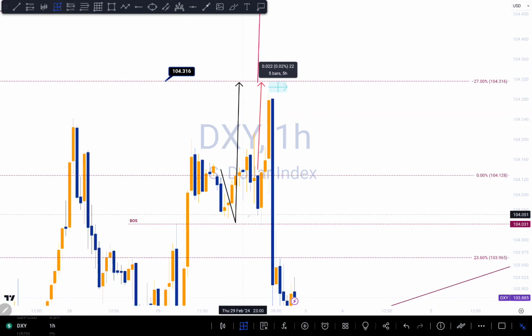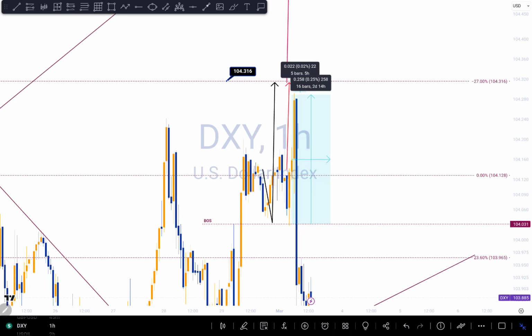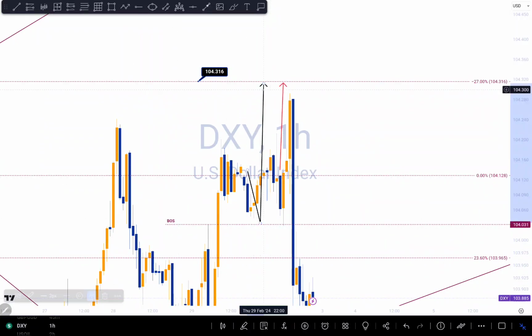Let's see from our point of entry right here to where we stopped. That's a beautiful trade, which is 258, almost 60 pips on the XY. So now that we've gotten this analysis, let's do a top-down analysis on the XY.